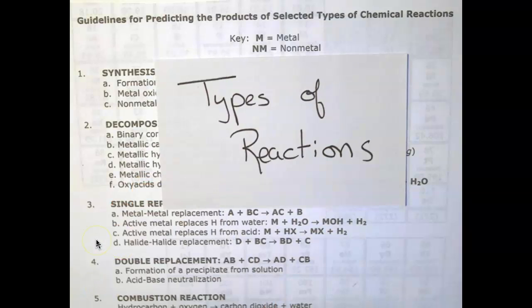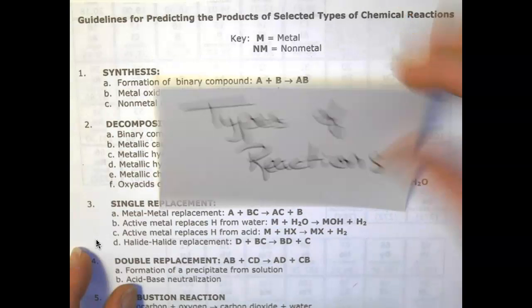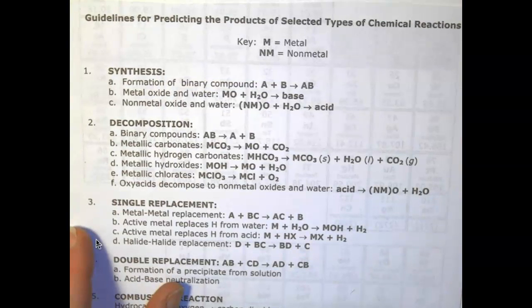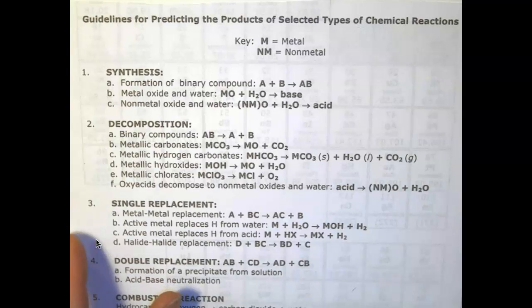Good morning, this is Miss Malatin, and today we're going to learn how to identify types of reactions. We are going to use the North Carolina Chemistry Reference Table as a guideline, and later on, after we've learned how to identify types, we will be able to predict the products of chemical reactions based on the reactants.